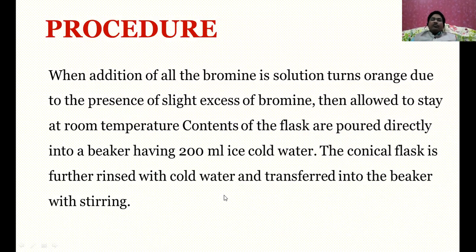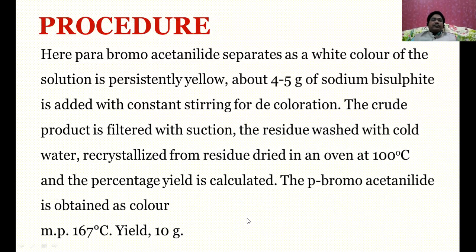When all the bromine solution has been added, the solution turns orange due to the presence of a slight excess of bromine. Then it is allowed to stay at room temperature, and the contents of the flask are poured directly into a beaker having 200 ml ice cold water. The conical flask is further rinsed with cold water and transferred into the beaker with stirring. Here, the para-bromoacetanilide separates as a white solid, and if the color of the solution is persistently yellow, about 4 to 5 grams of sodium bisulfite is added with constant stirring for decolorization.